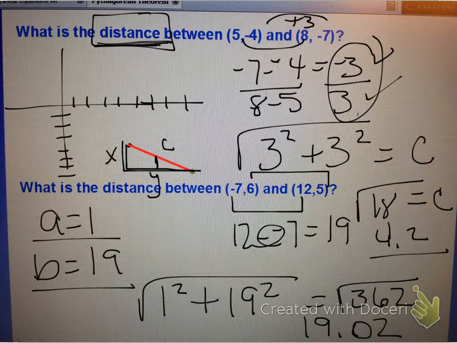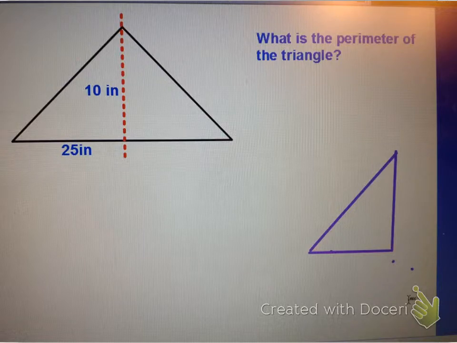Part of that is because this number here is so small, and this one is so large, that you're going to get fairly close together, but this number will always be a little bit bigger. So I hope that helps you to find distance. Now, the other way we can use the Pythagorean theorem is if we're trying to find perimeters in triangles.